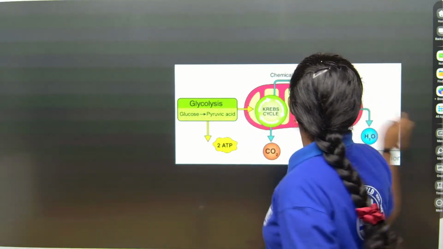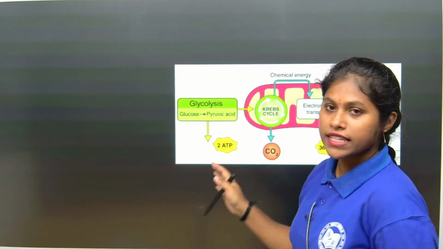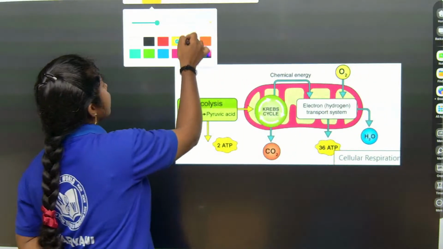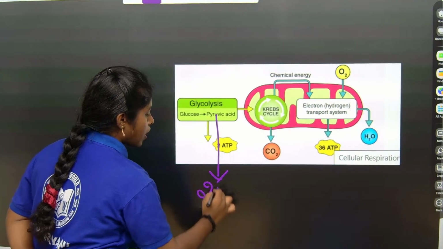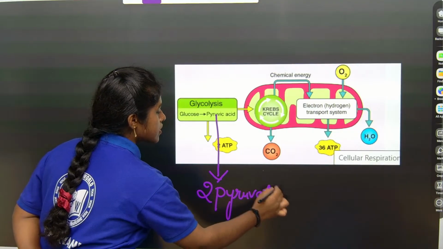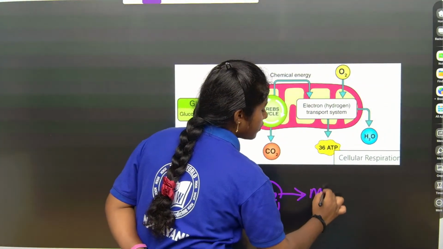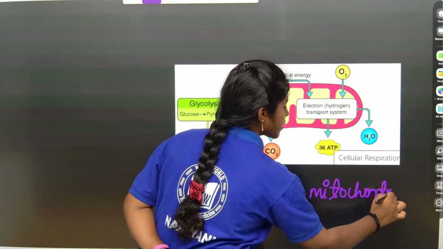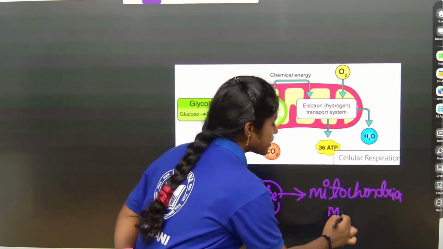See, here is the glycolysis process. At the end of the glycolysis, the product formed is pyruvic acid, nothing but pyruvate. At the end of the glycolysis, 2 pyruvates are formed, right? They are completely oxidized and form carbon dioxide in the mitochondria. If they ask the exact location, it is the mitochondrial matrix.